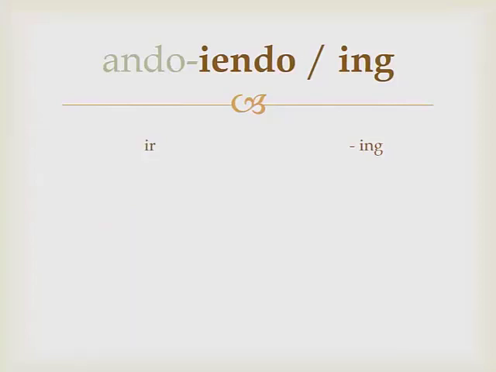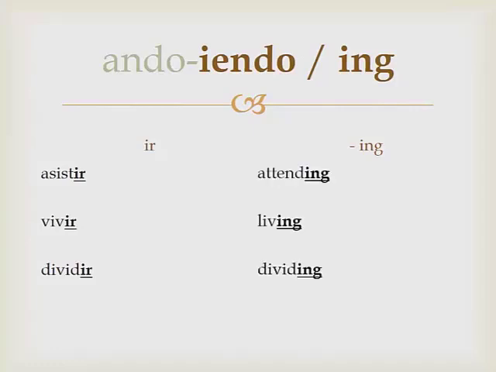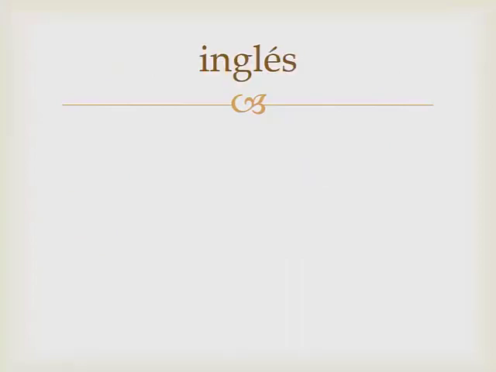IR verbs also share that iendo form. Asistir, vivir, and dividir are the infinitives. If you want to put them in the present participles of attending, living, and dividing, you would say asistiendo, viviendo, and dividiendo.